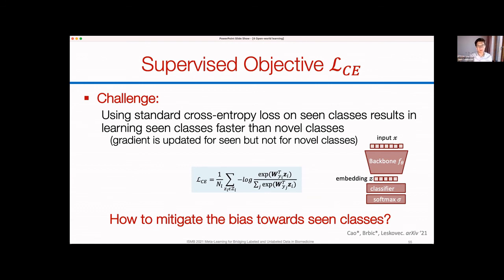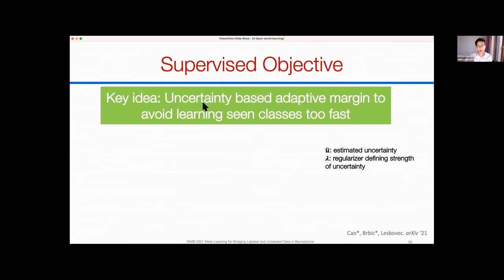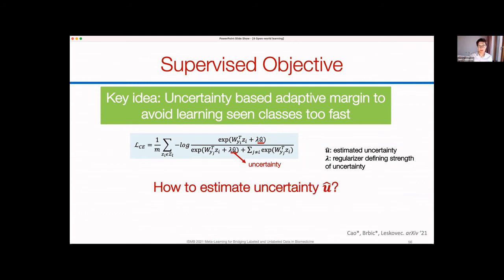The key idea to do this is that we have this uncertainty-based adaptive margin to avoid learning seen classes too fast. And the way we do this is we have the following loss where what is new and different is this term mu hat, and this is our estimate of the uncertainty. And then we have the constant, the hyperparameter lambda, that is our regularizer defining the strength or the scale of uncertainty. Of course, now the question is, what does this uncertainty mean, and how do we define it? If you look at this, this will now be a normalized probability, and you can see that for a given class, we are adding in this uncertainty term.